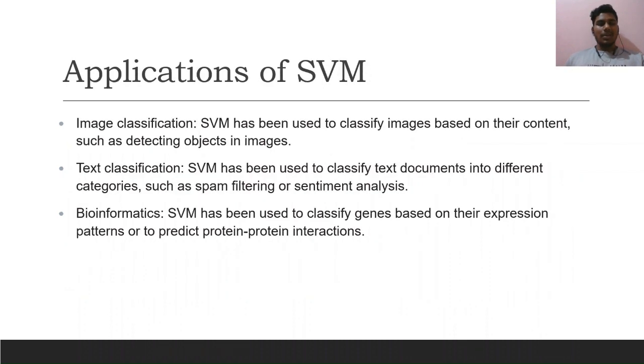Next we have the applications of SVM. Image classification: SVM has been used to classify images based on their content, such as detecting objects in the image. Text classification: SVM has been used to classify text documents into different categories, such as spam filtering or sentiment analysis.